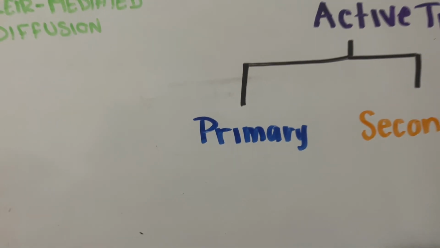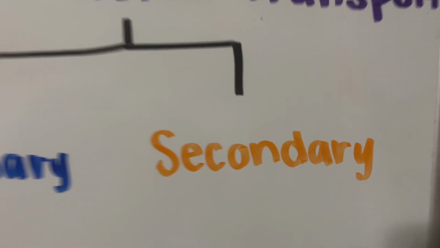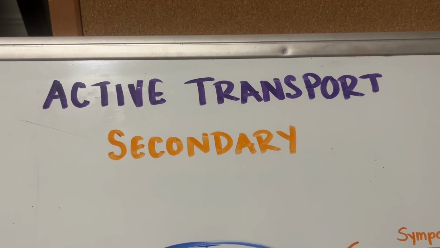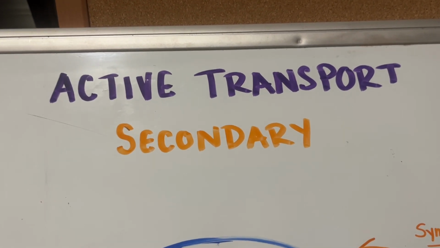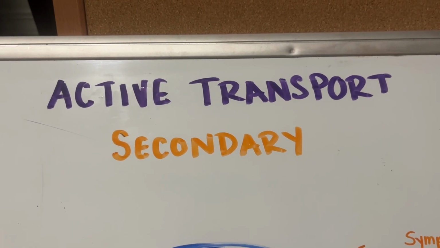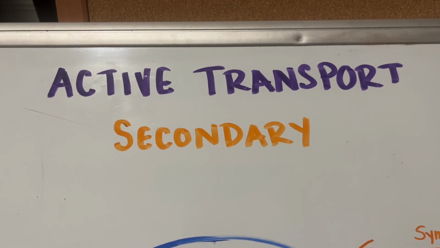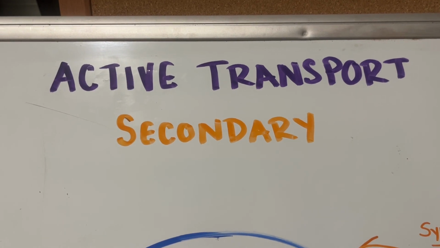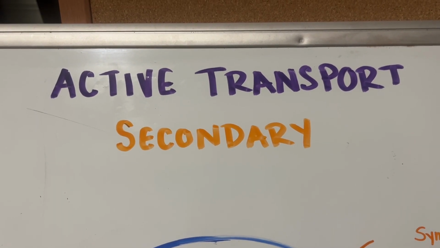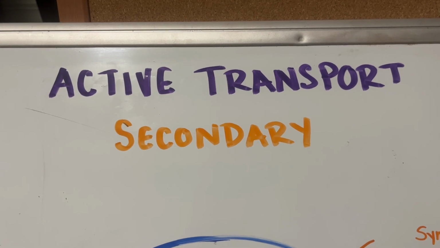The last type of transport that we have to talk about is secondary active transport. To start off, secondary active transport indirectly uses energy stored in electrochemical gradients that are created by primary active transport. Secondary active transport doesn't happen if primary active transport hasn't already occurred. We need that electrochemical gradient.